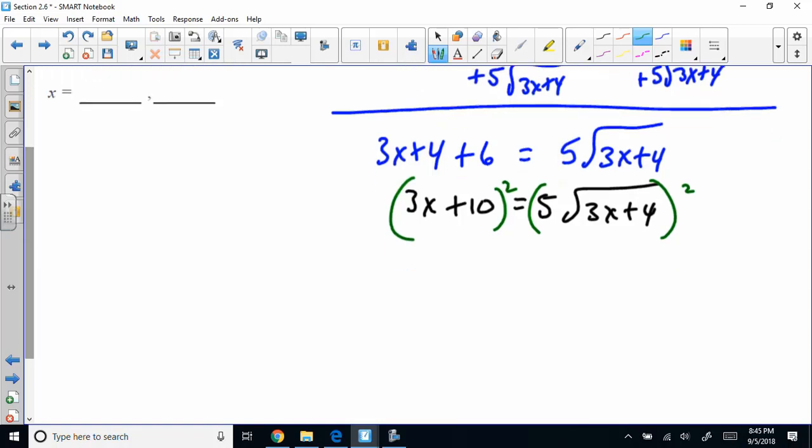All right. You want to expand this like that polynomial? It's a perfect square. Yeah, let's do it. What's 3x squared? It's 9x squared. What's 10 squared? 100. What's 3x times 10?